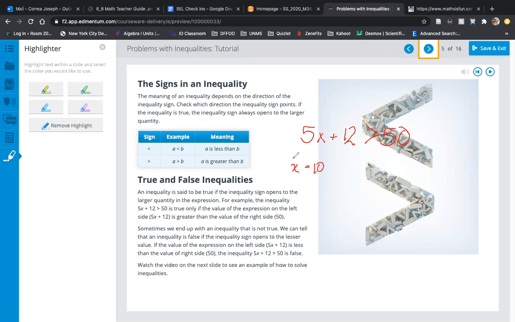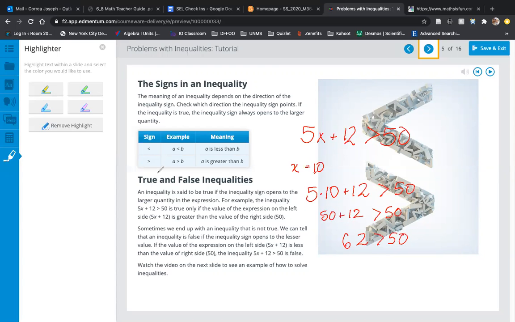So if x were to equal 10, I would just evaluate this left-hand side. I would say, okay, so 5 multiplied by 10 plus 12, is that greater than 50? I know 5 times 10 is 50 plus 12. I already know that has to be bigger than 50. So this would, in fact, give me 62 is bigger than 50.